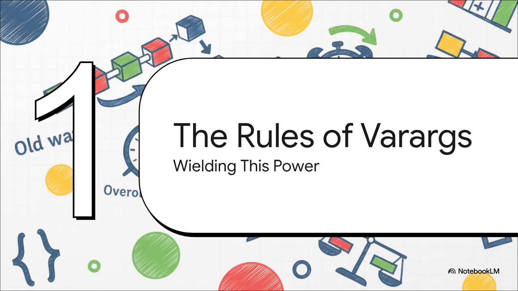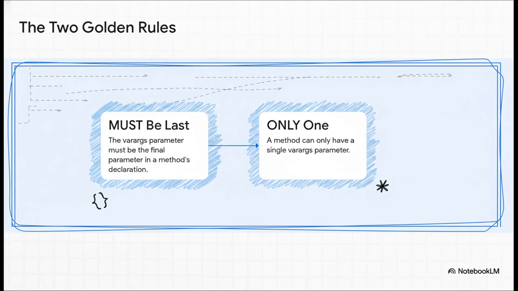Okay, so we've seen how awesome and simple Varargs can be. But like with any superpower, you've got to know the rules. To use this thing correctly and not shoot yourself in the foot, there are 2 golden rules you absolutely have to remember. And the rules are super simple. Rule number 1, the Varargs parameter, the one with the dots, has to be the very last parameter in the method's list. And rule number 2, you only get 1. That's it. You can't have a method that takes a variable number of integers and a variable number of strings. 1 vararg per method, period.